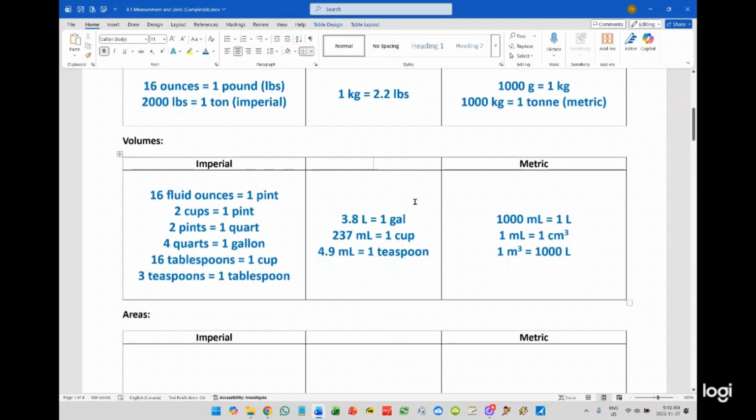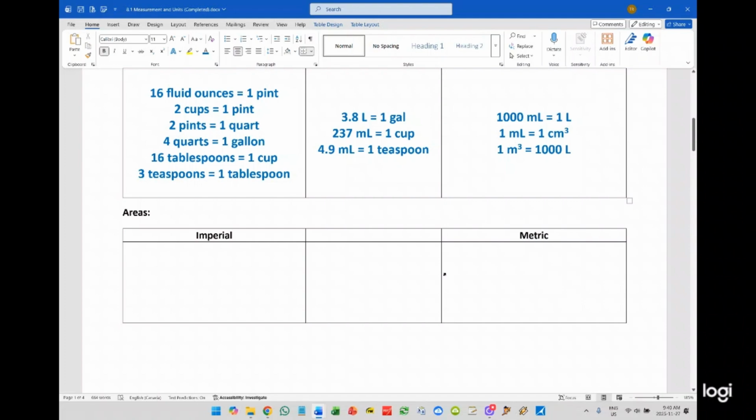All right, I think we'll stop there. Move on to areas. Metric areas, there's a unit here that you've probably never heard of. Some of these numbers you're going to be a little bit confused by because you're like, well, I thought you said there were 100 centimeters in a meter. And you're correct. There are 100 centimeters in a meter. But a square meter is 1 meter by 1 meter. And that means it's 100 centimeters by 100 centimeters. And 100 times 100 is 10,000.